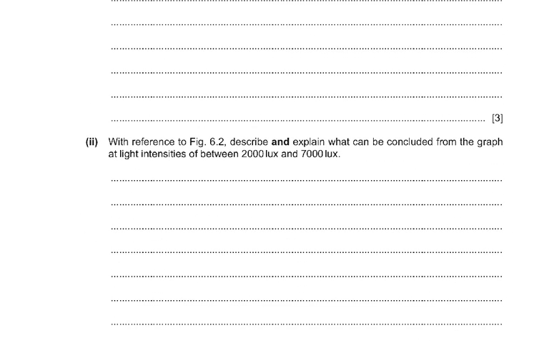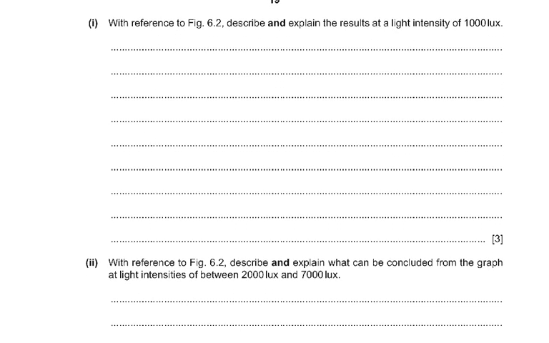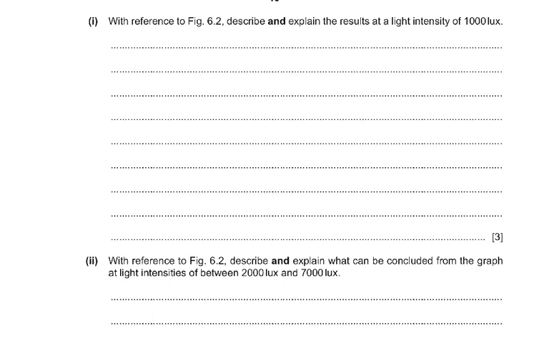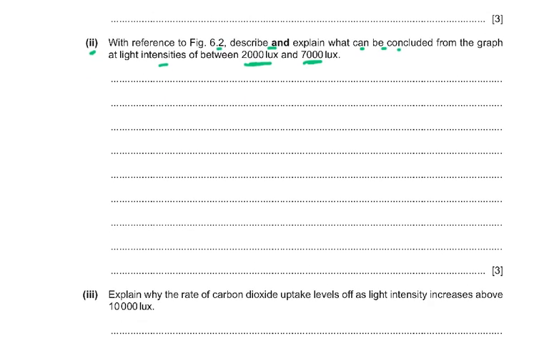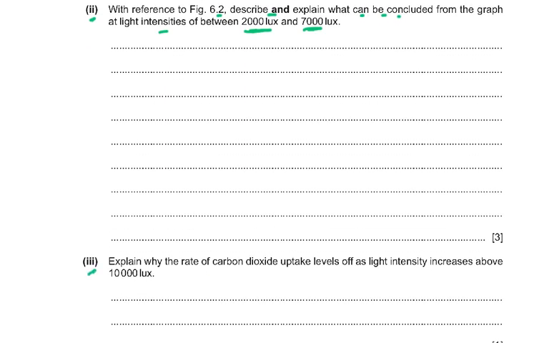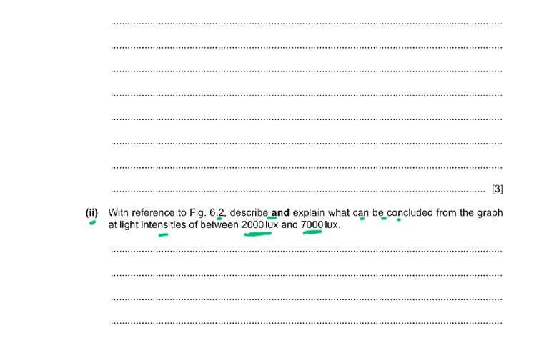Now the question is very, very basic. It's come many times in your syllabus. I've seen this question many times. With reference to figure 6.2, so we go back to figure 6.2, describe and explain the results at a light intensity of 1000 lux. Then part 2, with reference to figure 6.2, describe and explain what can be concluded from the graph at light intensity between 2000 and 7000 lux. And then part 3, explain why the rate of carbon dioxide uptake levels off as light intensity increases above 10,000. So we're going to be talking about 10,000, 7,000, 2,000, and 1,000.